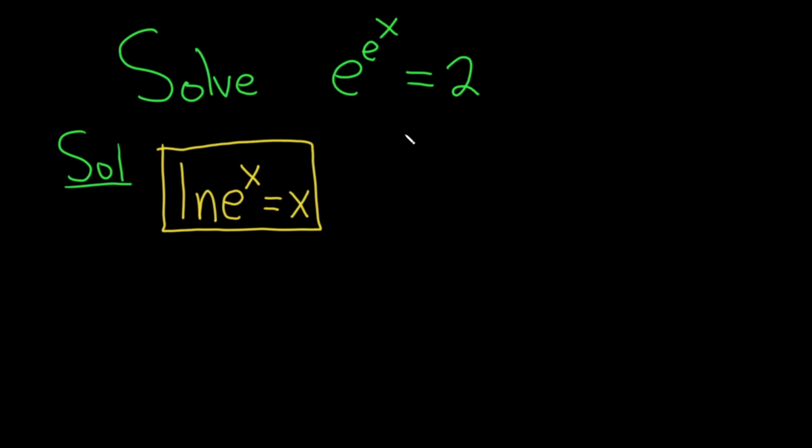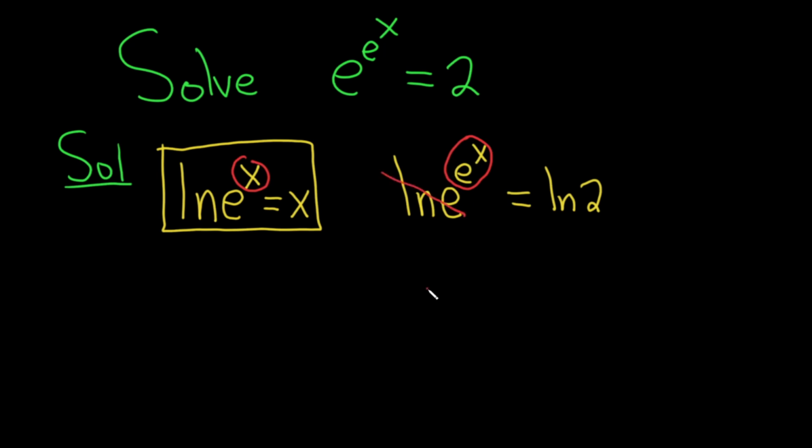So now what we'll do is we'll basically take the natural log of both sides of this equation. So we have the natural log of e^x equals the natural log of 2. And so if you look at this formula, you'll notice that basically this here is our x. So this is going to go away, and we're left with e^x equals the natural log of 2.